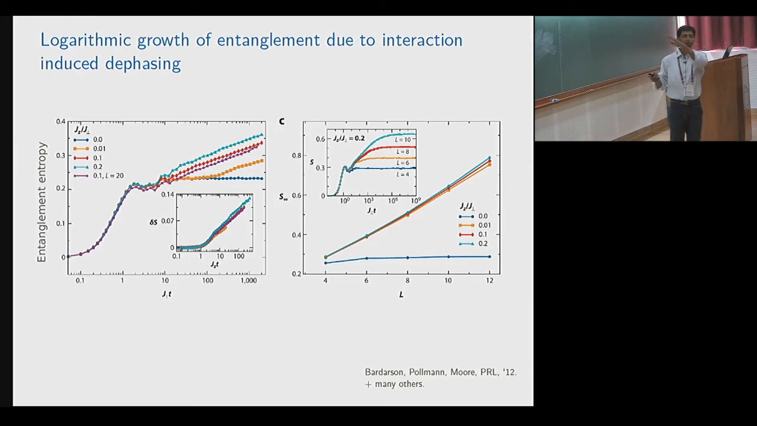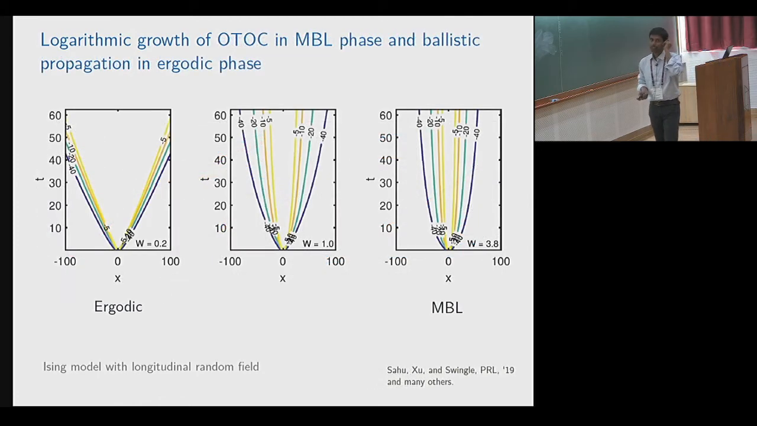Another thing is that at a very, very long time, when it saturates, it has a volume law entanglement. So the steady state has a volume law entanglement in the MBL phase, whereas in the Anderson localized phase it will be just a flat line. So that's another signature of the fact that there is a dephasing mechanism in play, and information propagation happens.